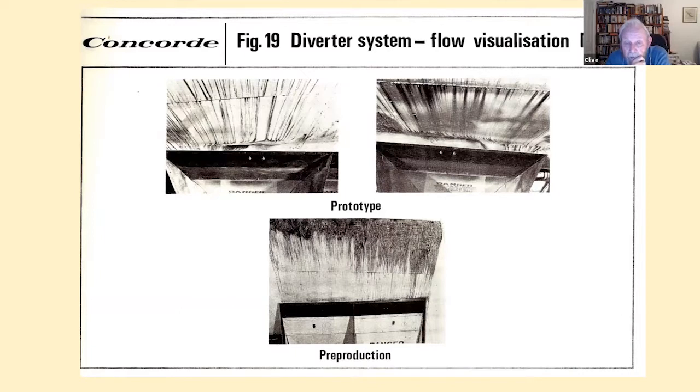It flowed, took up its new pattern, and then you slowed down, cooled the airplane, and it was frozen for you to see. But as you can see, on the production or pre-production aircraft, we got the diverter sorted.